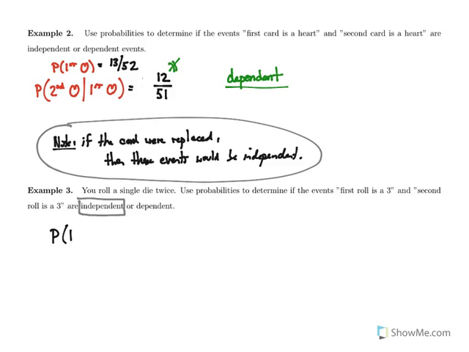The probability that the first roll is a 3 is 1/6. And the probability that the second roll is a 3, given that the first roll is a 3, is also 1/6 because the first roll doesn't change anything about the second roll. It doesn't give us any more information. It doesn't change the probabilities. So since these two are equal, this is a set of independent events.